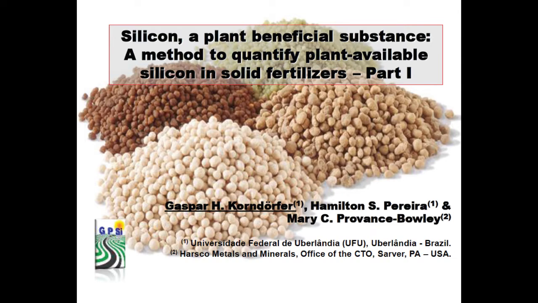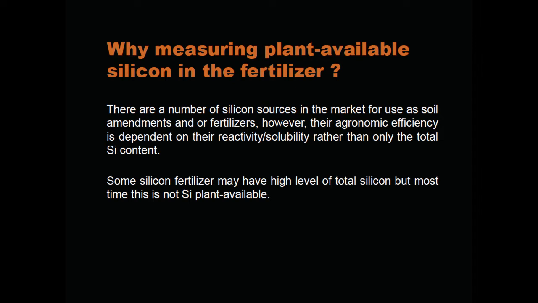Thank you very much. Why measure plant available silicon in a fertilizer? There are a number of silicon sources in the market for use as a soil amendment or fertilizer. However, their agronomic efficiency is dependent on their reactivity or solubility rather than only the total silicon content. Some silicon fertilizers may have a high level of total silicon, but most of the time this is not plant available silicon.